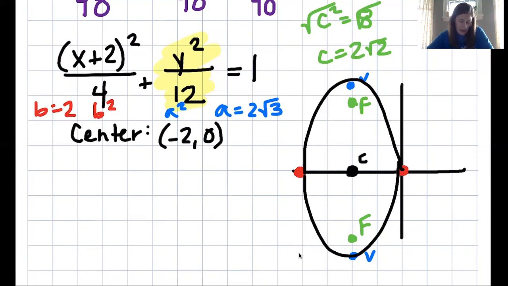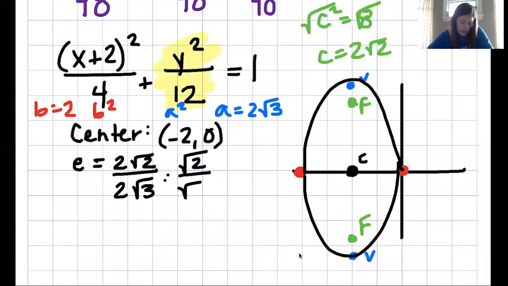I'll go a little bit quicker here. Let's see, I'm going to do eccentricity right away. That's c, 2 square root 2, over a, which is 2 square root 3. Well, this is a good one. It reduces to square root 2 over square root 3. Got to rationalize that, multiply by the square root of 3 on the top and the bottom. So my eccentricity is square root 6 over 3.